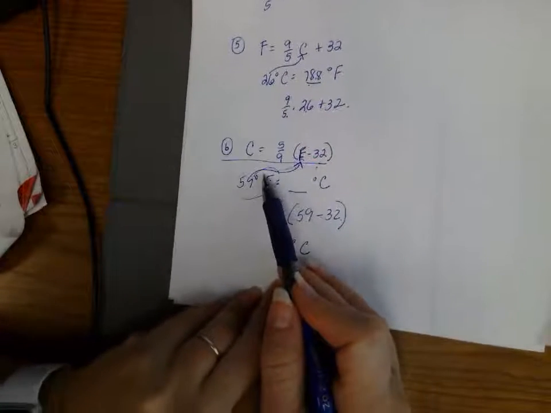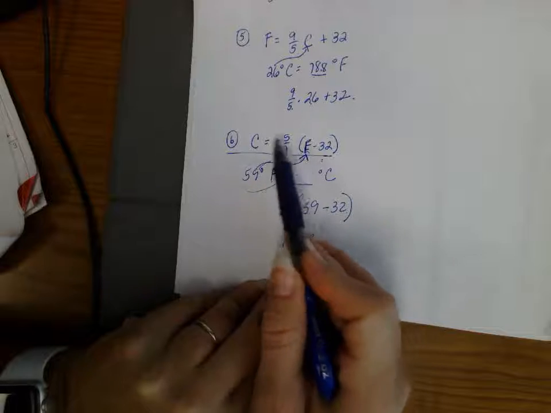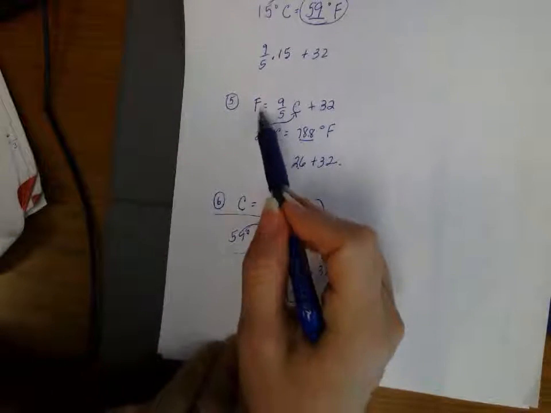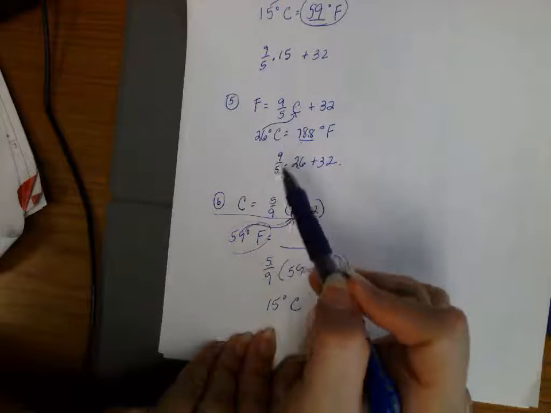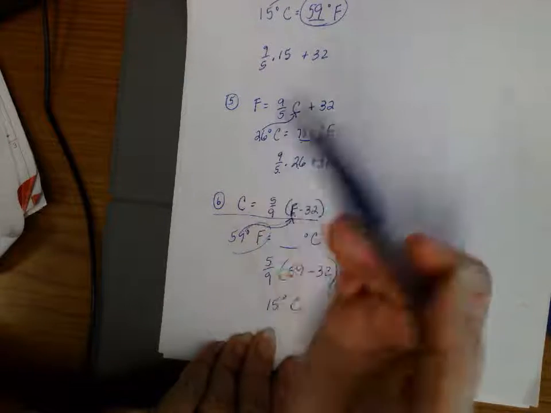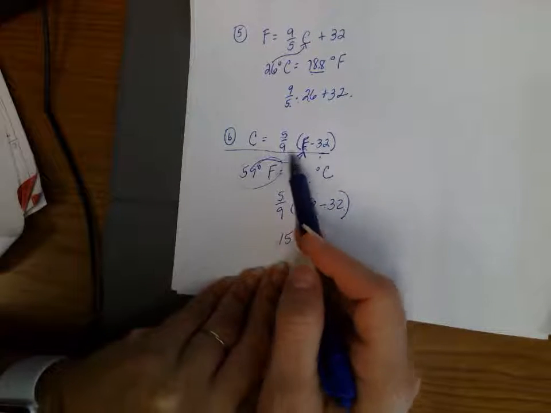Okay, number 6, we go the other way. Number 6 asks us to take something in Fahrenheit and convert it to Celsius. Now note, we could have done that up here. We could have put 59 here, and then I would have had to equation solve. I would have brought the 32 across and so on. But they've done that for us in the formula and rearranged it for us.